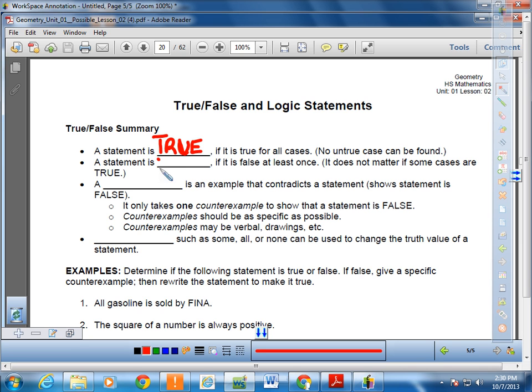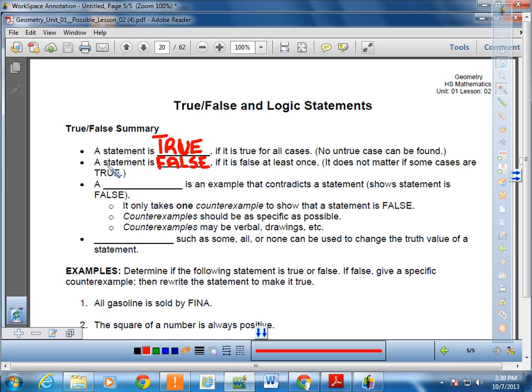A statement is false if it is false at least once. It does not matter if some cases are true. So if it is ever false, it will be false. So even if it's false just one time, it's false.